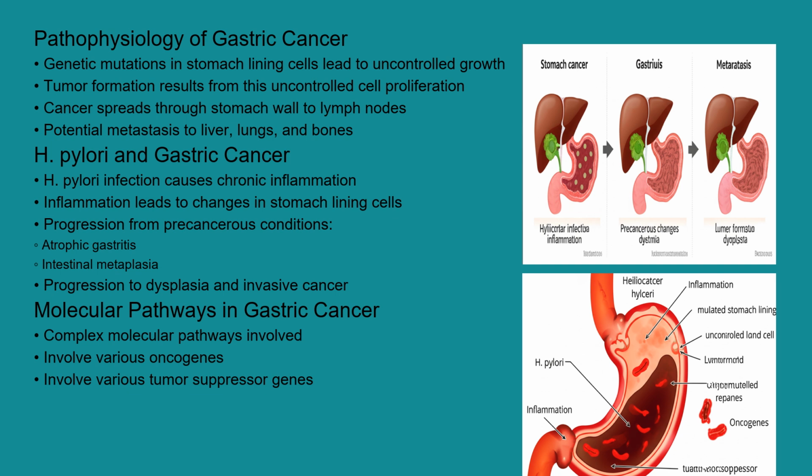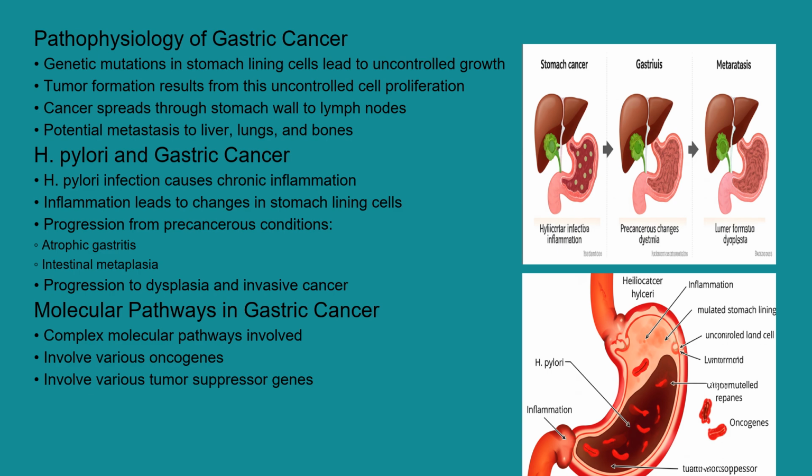It typically begins when healthy cells in the stomach lining undergo genetic mutations. These mutations cause cells to grow uncontrollably, forming a tumor. H. pylori infection triggers chronic inflammation in the stomach, leading to changes in the cells of the stomach lining. Over time, these changes can progress from precancerous conditions like atrophic gastritis and intestinal metaplasia, to dysplasia, and finally, to invasive cancer. The cancer can then spread through the stomach wall, affecting nearby lymph nodes and potentially metastasizing to other organs like the liver, lungs, and bones.